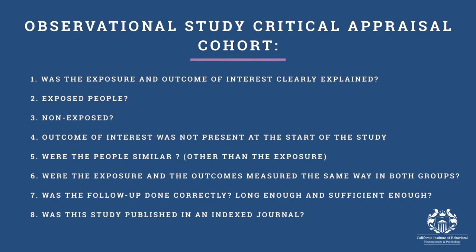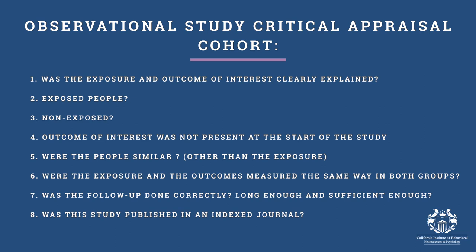So this is the critical appraisal, the observational study critical appraisal. If it's a cohort study, these are the 8 questions. Number 1 is, was the exposure and the outcome of interest clearly explained? Did the authors explain what the exposure is and what is the outcome of interest they are studying? Point number 2 is, did they clearly mention that there were exposed people in that particular location? Did they mention that there were some non-exposed people as well for the comparison?